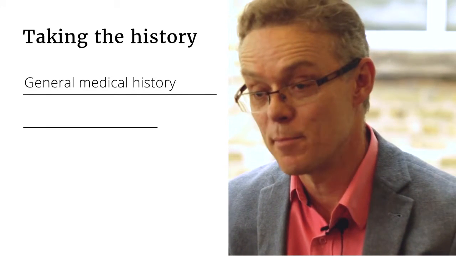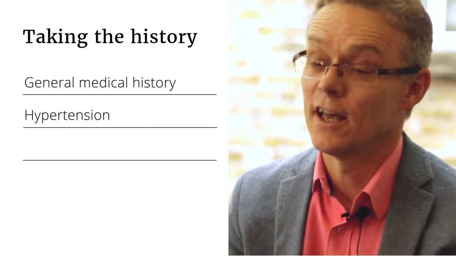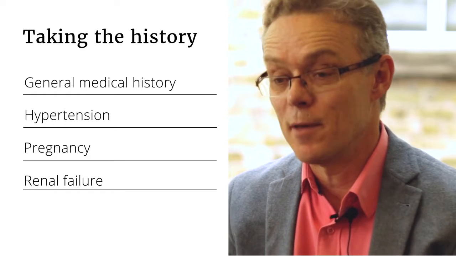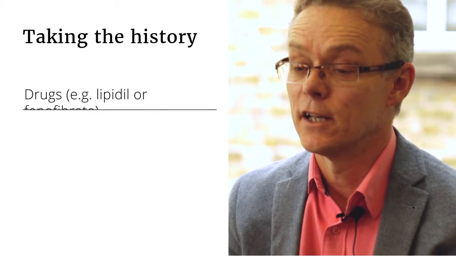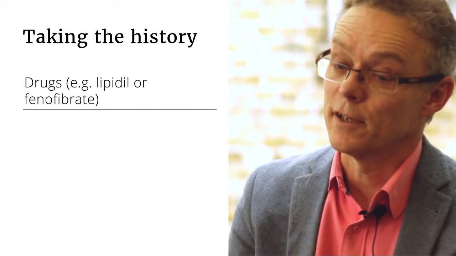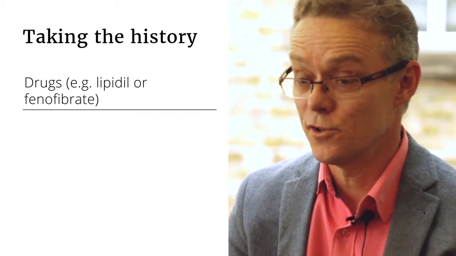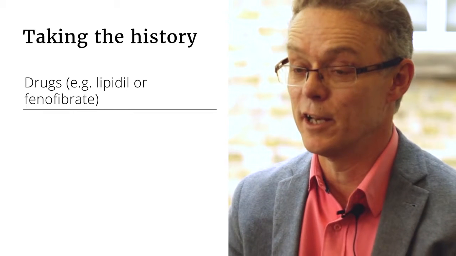When taking the history, we're looking at things that are going to modify the disease process, and this includes the general medical history. They may have a history of hypertension, they may be pregnant, they may have renal failure. We're looking at drugs that they may be taking, antihypertensive drugs. Are they on Lipidil, for example? Lipidil or fenofibrate has been shown in randomized controlled trials to reduce the need for treatment of diabetic maculopathy.